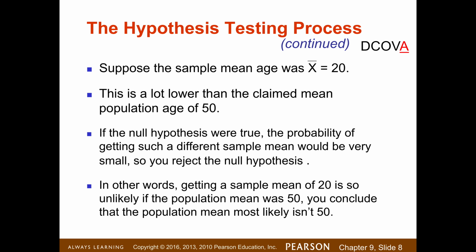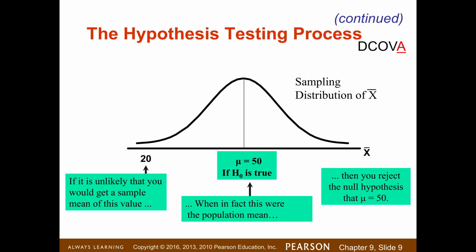We don't say the null hypothesis is true, or the alternative hypothesis is true. We don't use those words. We just say most likely mu isn't 50, because we'll get into some errors here in just a second. So guys, the sampling distribution of x bar is tied closely into the hypothesis testing process.